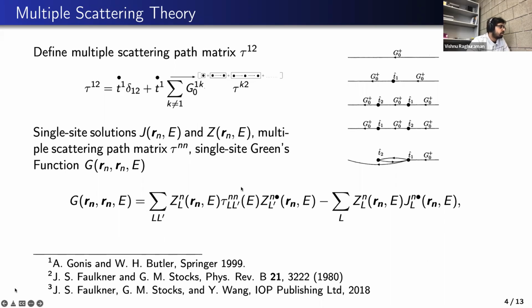And then you can put that together with the single site solutions to get the Green's function, the local Green's function around each atom, and then you can get the local density. So that is basically how the KKR method works.